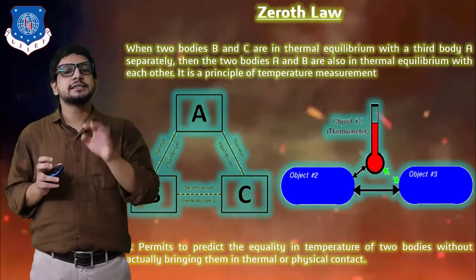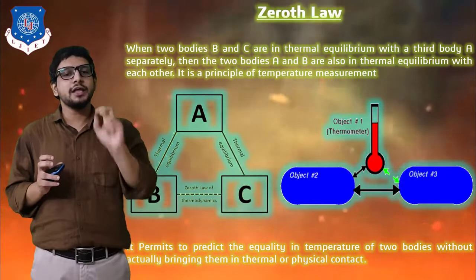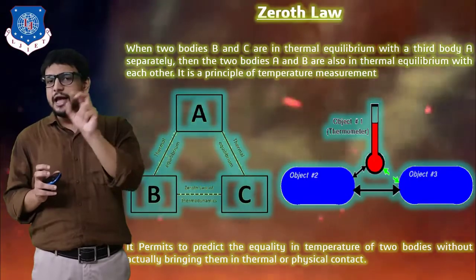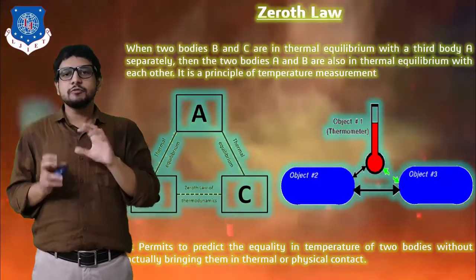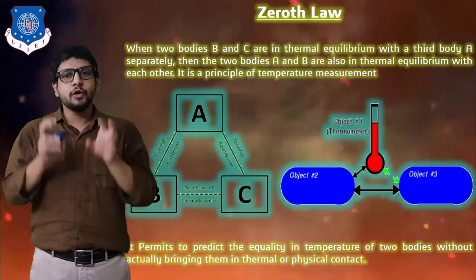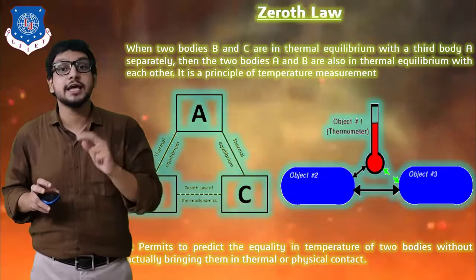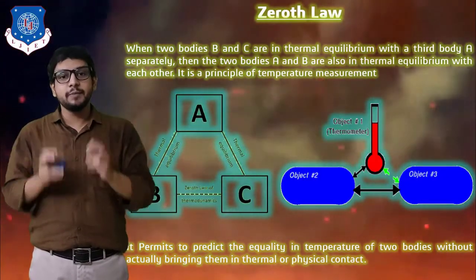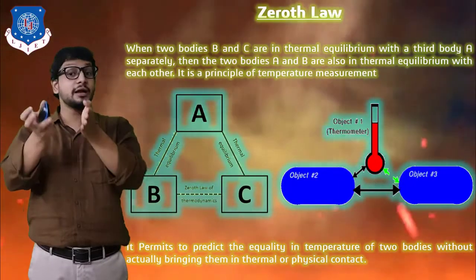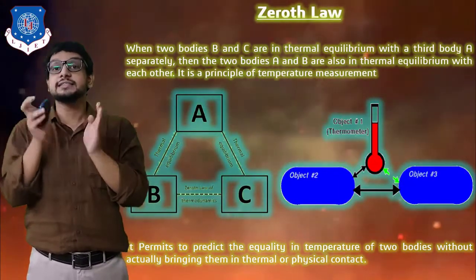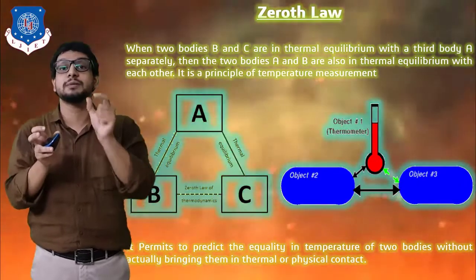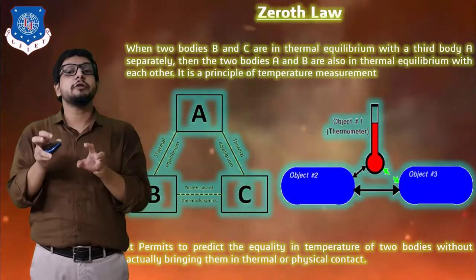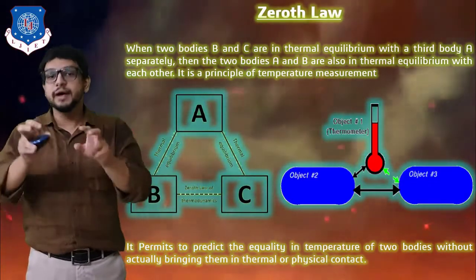third body A separately, or we can say that body A and body B have the same temperature. Similarly, body C and body A have the same temperature. Then what can we conclude? Then we can conclude that body B and C also have the same temperature. That is indicated by Zeroth Law. So as you can see in the statement, when the two bodies B and C are in thermal equilibrium with the third body A separately, this term separately is most important. Okay, and the two bodies B and C are also in thermal equilibrium with each other by Zeroth Law.